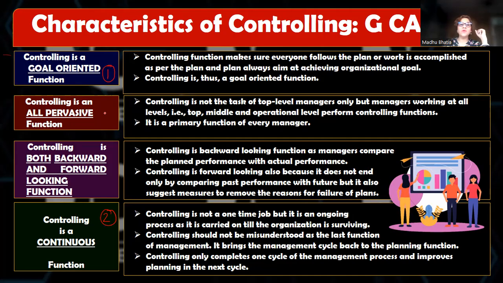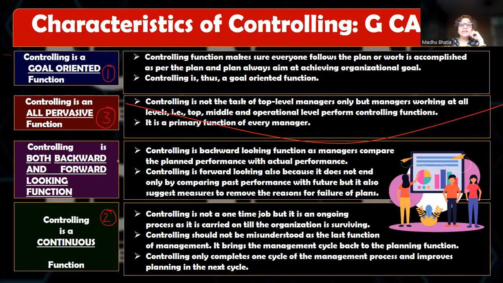Then A stands for all pervasive. Just like any other function of management, controlling is also all pervasive. That means it is present in all the organizations which are goal oriented, and it is to be executed or implemented at all the levels of management also.